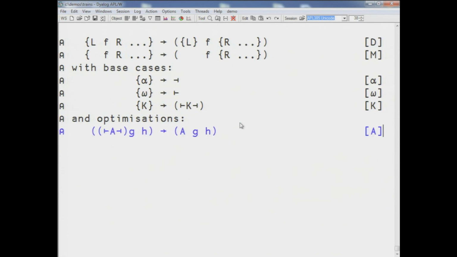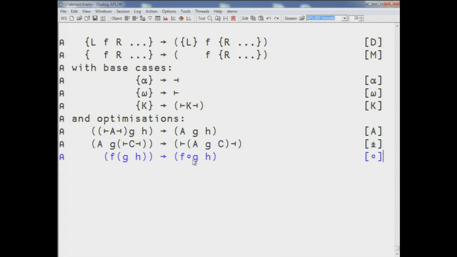There are optimizations. So for example, if we wind up with one of those, we know that it's equivalent to this fork. If we wind up with one of those, this is called evaluation, then we can pre-evaluate a constant with a constant, and that becomes another constant. This is a nice optimization. And for monadic F, then the train F right tack is equal to F.